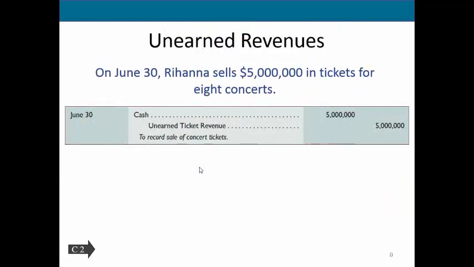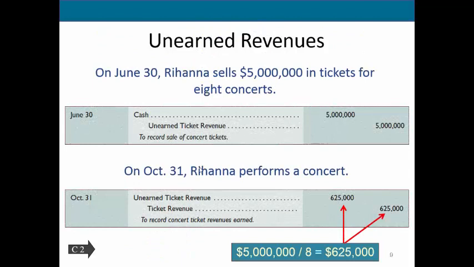Next, let's talk about unearned revenues. We have briefly introduced unearned revenues when we talked about adjusting entries early on in the class, but now we're just going to go over those again. So we have an example. We have a performing artist, and they have sold $5 million worth of tickets for 8 concerts.